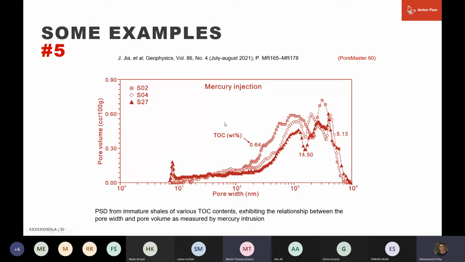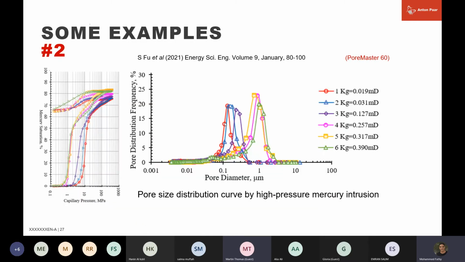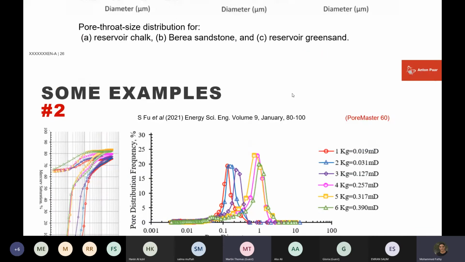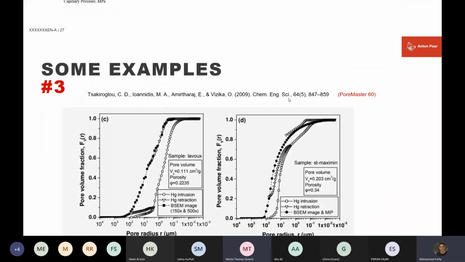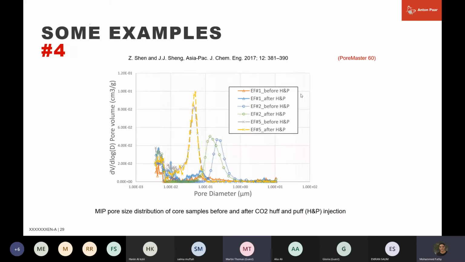So I've got these 4 examples from the literature, with different instruments used. Poremaster 33 GT, so this could only go up to 33,000, and then the others are Poremaster 60s, up to 60,000 psi.